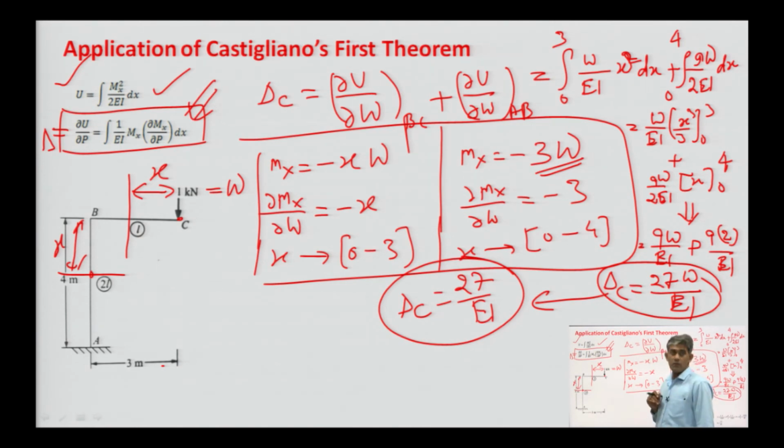So, what are the steps? Steps, first, the numerical value of load should be replaced by either W or P, so that strain energy can be differentiated. Okay. And then choose suitable section to get the bending moment, find out the suitable limits.